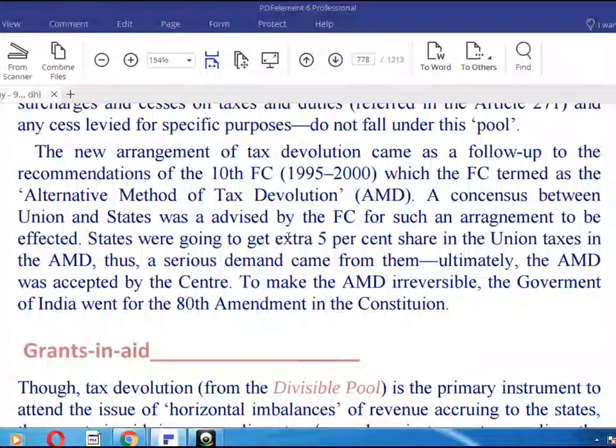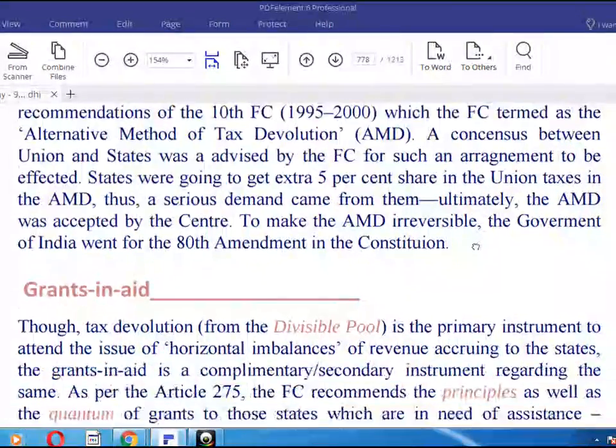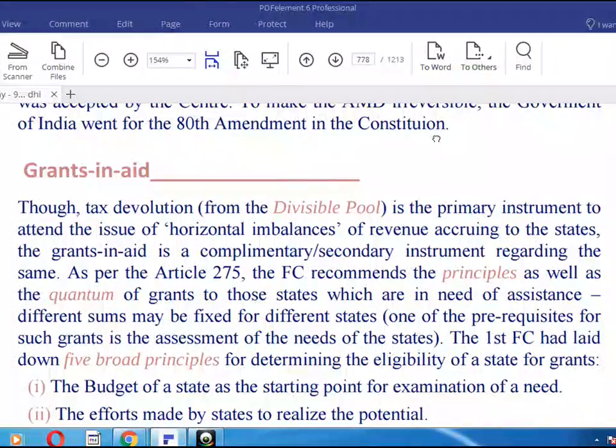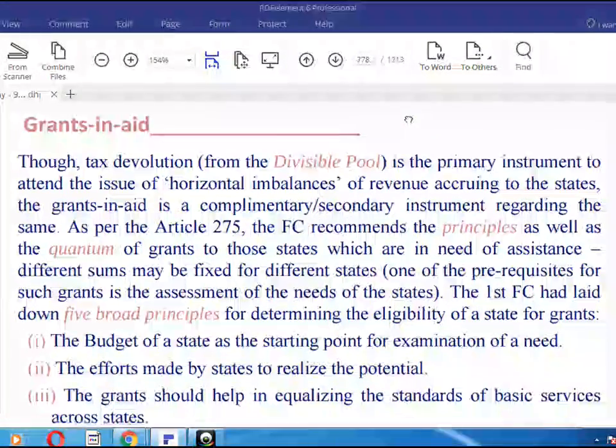Thus, a serious demand came from them. Ultimately, the AMD, the alternative method of tax devolution, was accepted by the Centre. States were getting 5% extra in the Union taxes. To make the AMD irreversible, the Government of India went for the 18th Amendment of the Constitution.